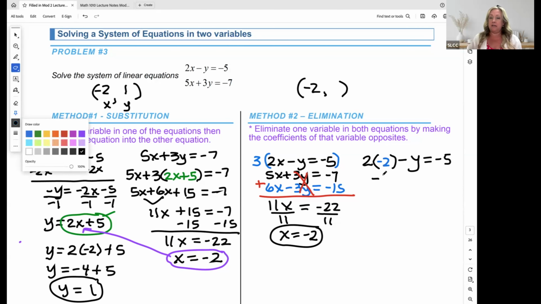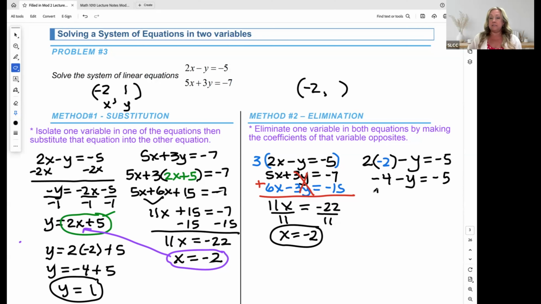I've got negative 4 minus y equals negative 5. Let's add the 4 over, and I get negative y equals negative 1. If I divide both sides by negative 1, I get 1, so y equals 1. Now we can see that both of these answers are the same, and they should be the same. These were the same equations, we just used a different method.